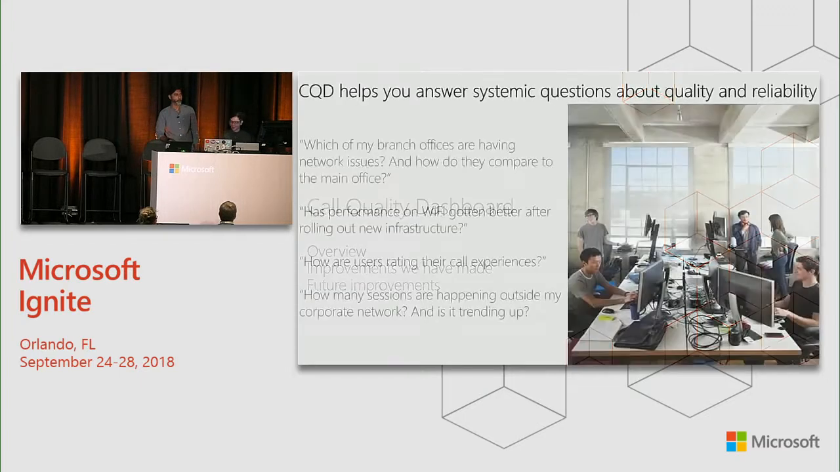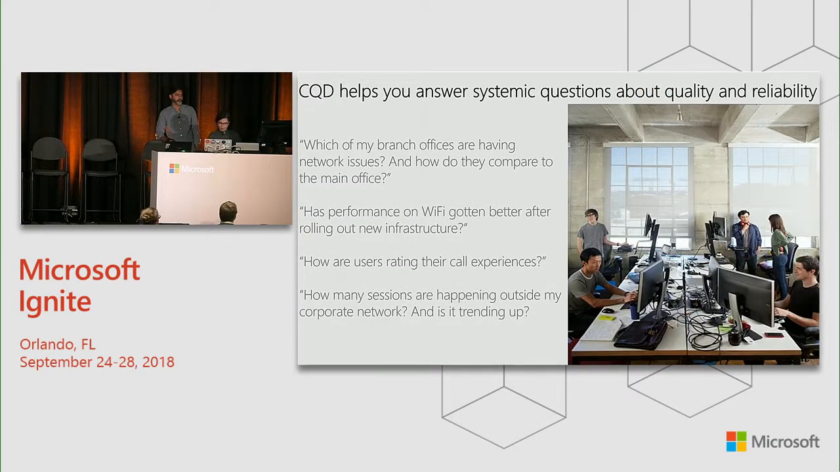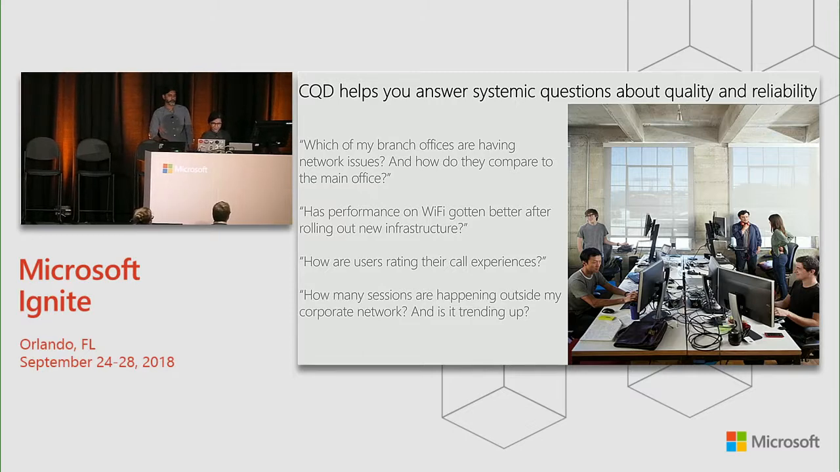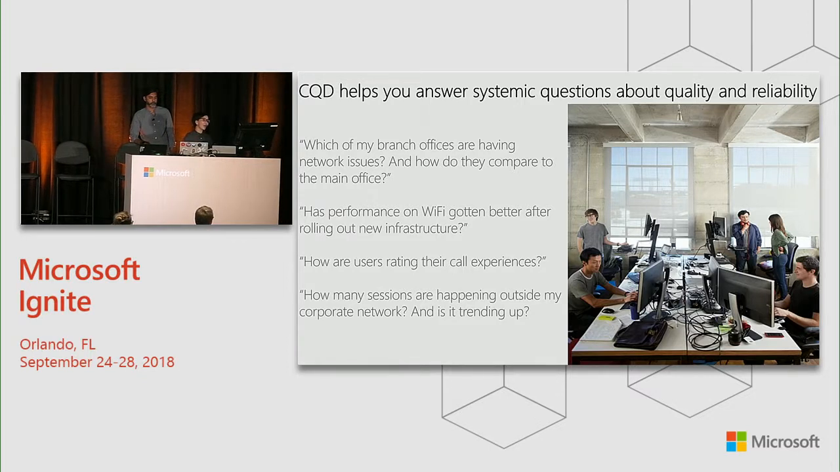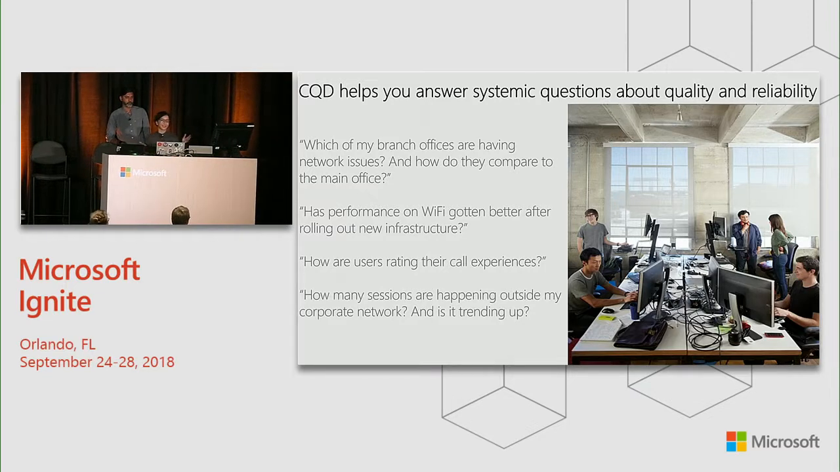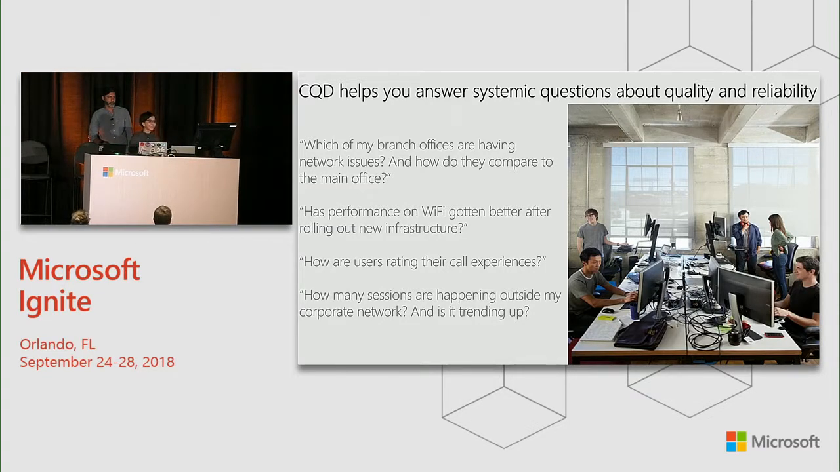So here it is. CQD, as an overview, helps you answer the systemic question about quality and reliability. It answers the question of which of my branch offices are having network issues and how they compare to the main office. CQD basically converts the call record into trending and actionable insight via a data model and data access tool.